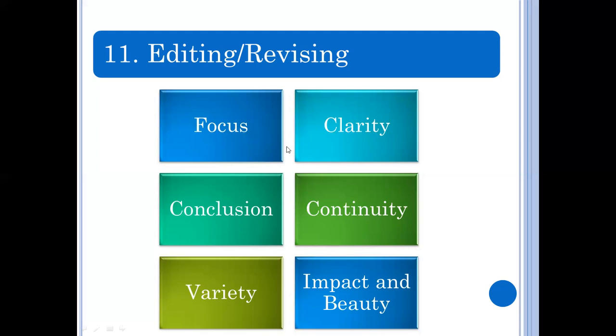We have edit for focus, edit for clarity, edit for conclusion, edit for continuity, edit for variety, and edit for impact and beauty.